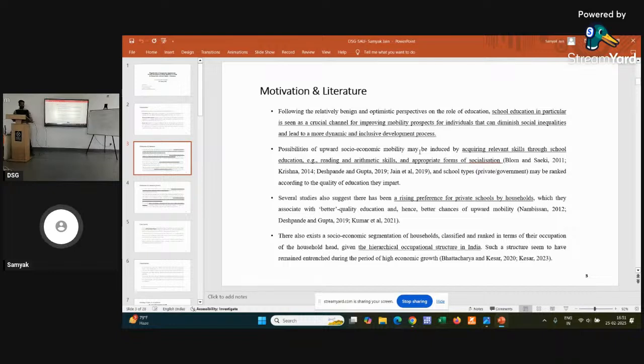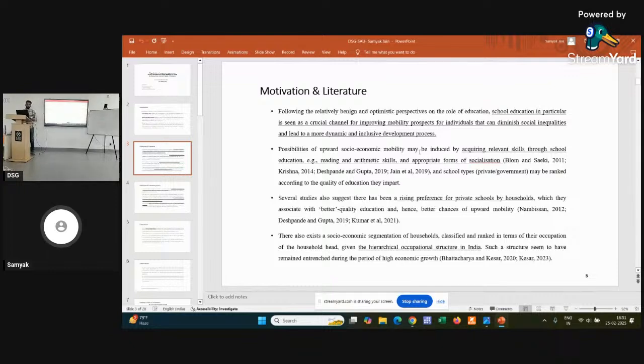Then we talk about skills like reading, arithmetic, what the learning outcomes are there. But literature suggests something else, which also came up in this discussion. Private and government schools differ in terms of quality, infrastructure, and the skills that they are imparting. Several studies have shown, like also in that NSSO study I showed, that participation in private schools has been increasing, and there is a rising preference for private schools, which people associate with better quality of education.